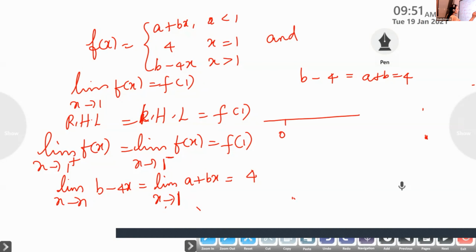Suppose this is 0, this is 1. What is meant by 1 minus? It is closer to 1. It is not minus 1. Okay, it is closer to 1, but it is less than 1. For example, 0.999, like that. So it is not minus 1. Okay, ma'am. Okay. Karthik?